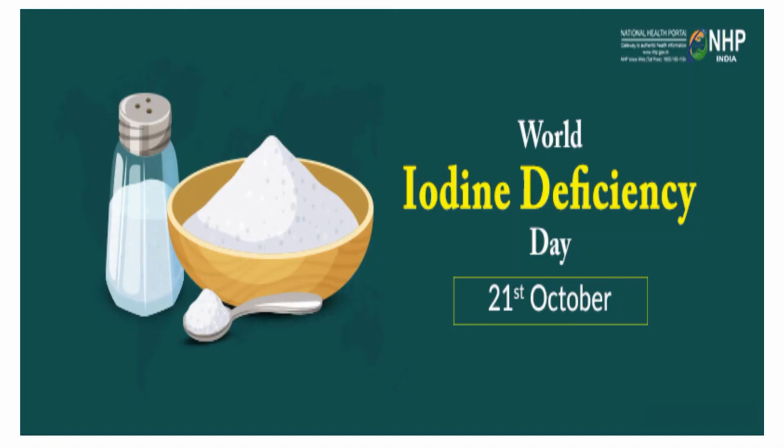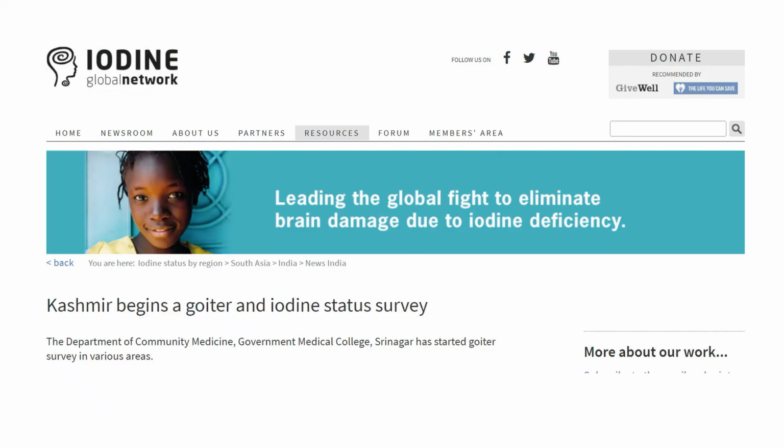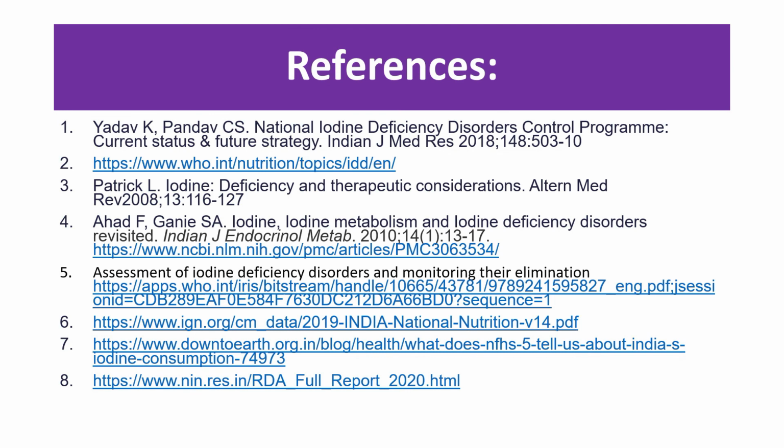So we need to have more awareness, and in this regard we have World Iodine Deficiency Day every year on 21st of October. We need to have more awareness among the general population, so that states and places where iodized salt consumption is less need to be made aware about consumption of iodized salt to prevent the iodine deficiency disorder spectrum. Our institution is a part of the Iodine Global Network, as we have been conducting such surveys in the last 2 decades. These are some of the references for this presentation.